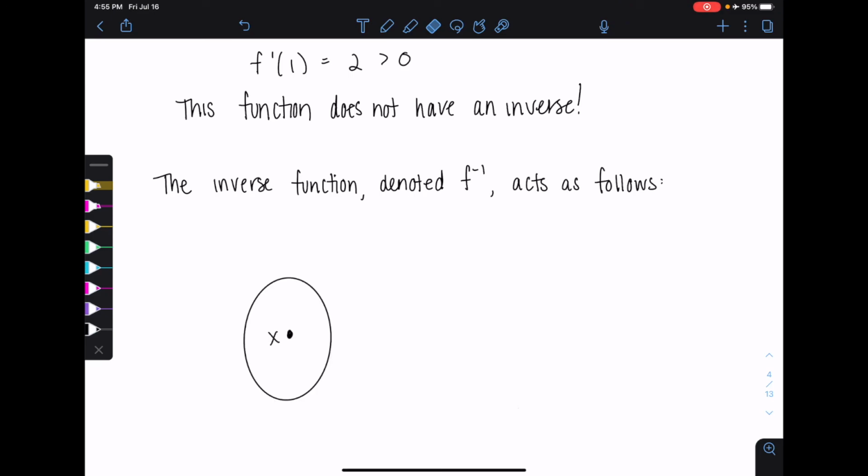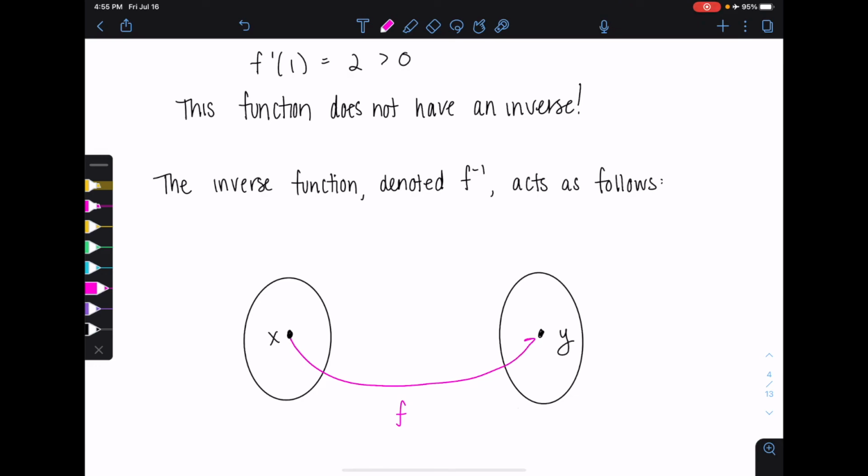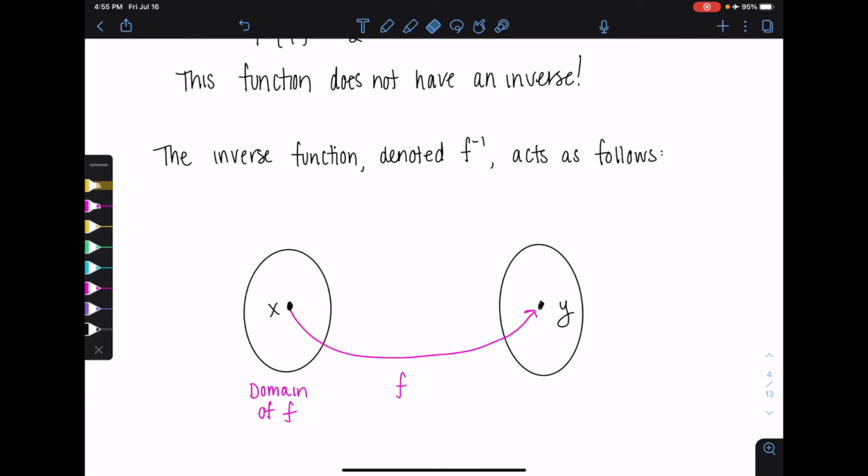We have x, that's our typical input, and y, that's our typical output. Our function f is going to start at x, and we get y's in return. So this is going to be the domain of f. It's our input. The output is that range. When we talk about the inverse function, we swap these roles. So y becomes the input, x becomes the output. So the inverse takes us back to where we started.